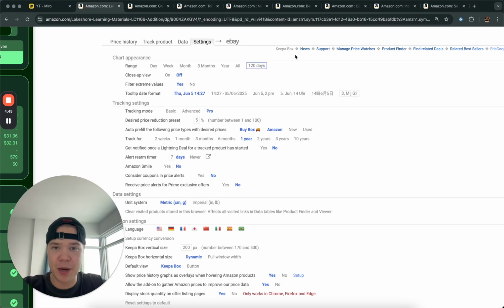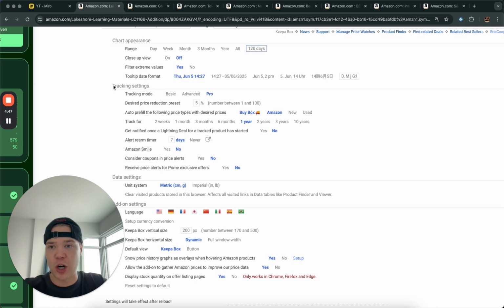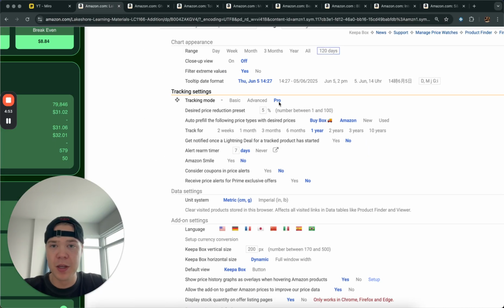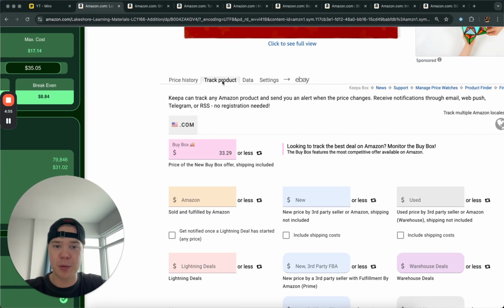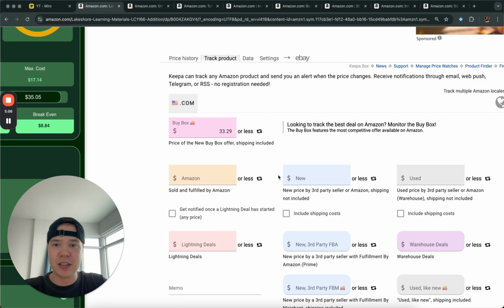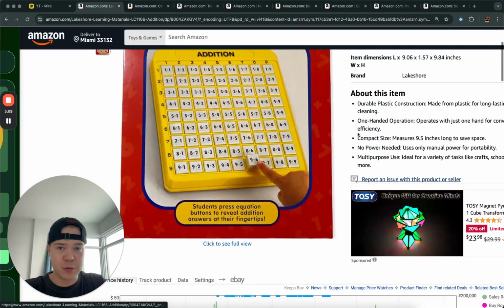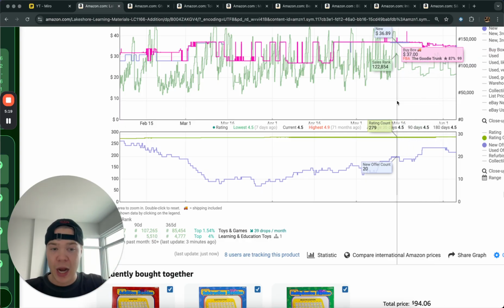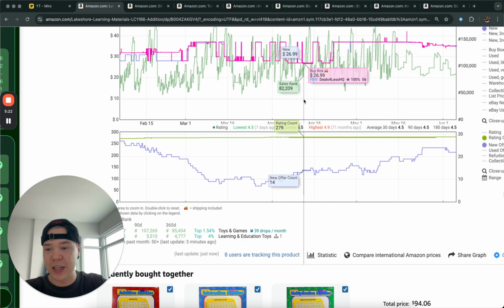Another little piece of game I'm going to give you guys is under tracking settings, setting Pro. Put your tracking mode on Pro because what this allows us to do is, if you go to track product, we can actually use this to track a product based on offer count, otherwise known as other sellers. The reason why this might be valuable is because let's say we found a product like this product right here, and let's say maybe the offer count, the amount of competitors, went up and it's not really that good right now. What we could do is set a tracker for when the offer count's a little bit lower, right?